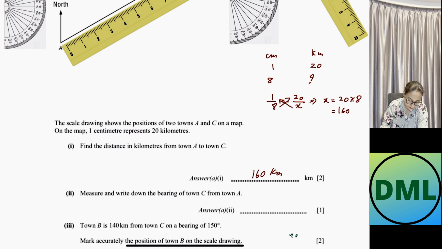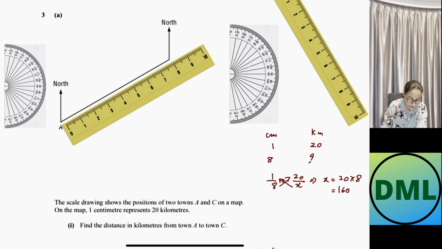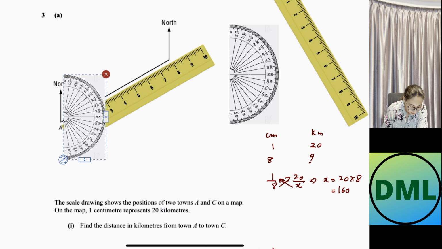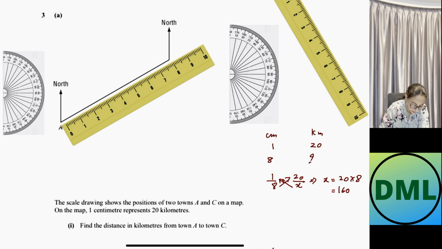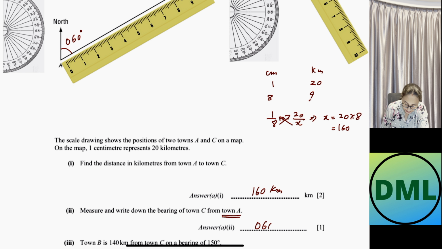Let's see the second part here. Measure and write the bearing of town C from town A. You have to draw the north at town A. They have already drawn the north at A. We have to calculate the bearing of C from A. Let's keep this protector here. We can see that this bearing is 60 degrees. The bearing of C from A is 060 degrees. The bearing is always written in 3 figures. That's why my bearing is 060 degrees.